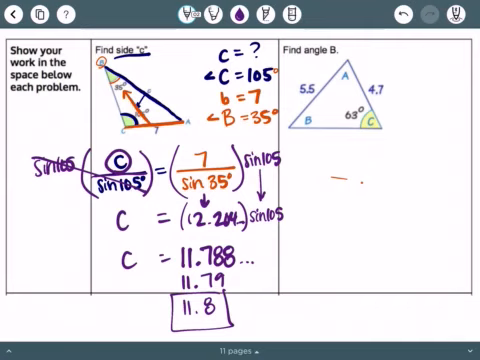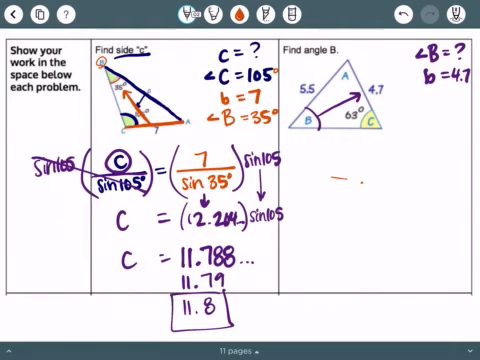So for this next one, we are finding angle B. So angle B is what we're looking for. I'm going to see what it's connected to, little b. So here's angle B. I'm going to go straight across. Little b is 4.7.